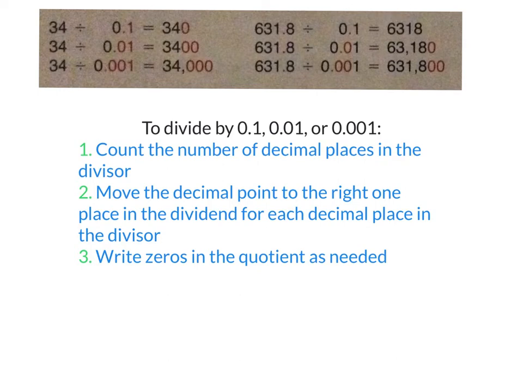So make sure you write these rules in your notebook. To divide by 1/10, 1/100, or 1/1,000, you're going to first count the number of decimal places in the divisor. Second, move the decimal point to the right one place in the dividend for each decimal place in the divisor. And third, write zeros in the quotient as needed.